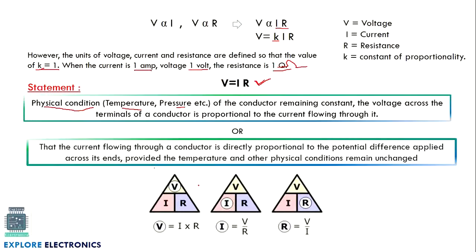And we can relate this Ohm's law with a triangle representation. This region is V and these two are I and R. If we want to write an expression for V, it is just I into R. If we want to write an expression for I, it is V divided by R. If we want to write R, it is V divided by I. This is how we can understand Ohm's law.